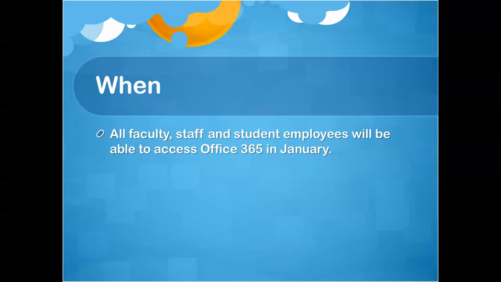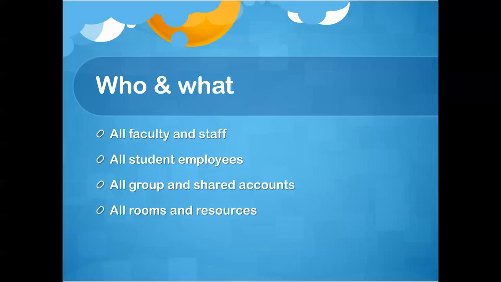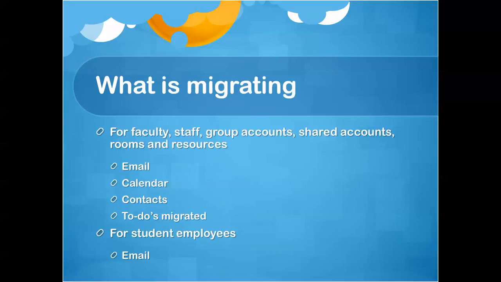The next question we get quite often is who and what. All faculty and staff members, all student employees, all group and shared accounts, and all rooms and resources will be migrating over to Office 365. Now, what is exactly migrating for each group? For faculty, staff, group accounts, shared accounts, rooms and resources, email, calendar, contacts, and to-dos will migrate to Office 365. For student employees, the only thing that will migrate is email.